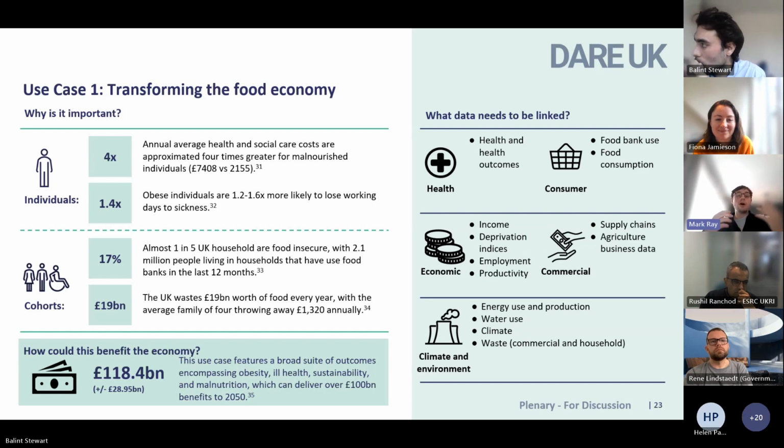And then finally, what about the data? So how cross-domain is this? This use case linked data across 5 domains, including health, climate and environment, and economic data, with data types including agricultural business data, so for example, subsidies, and food bank use. So this use case really is cross-domain, tractable, high benefit and longitudinal, and that's what we've tried to demonstrate to the public here.